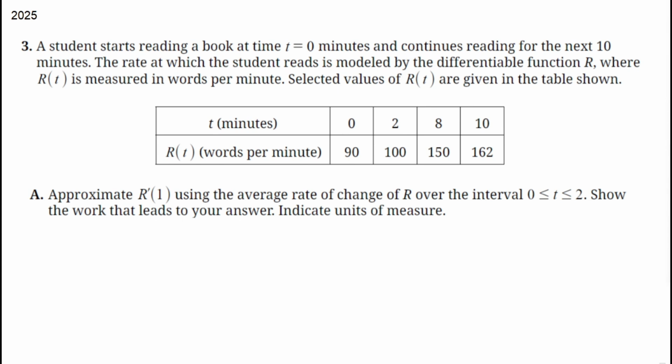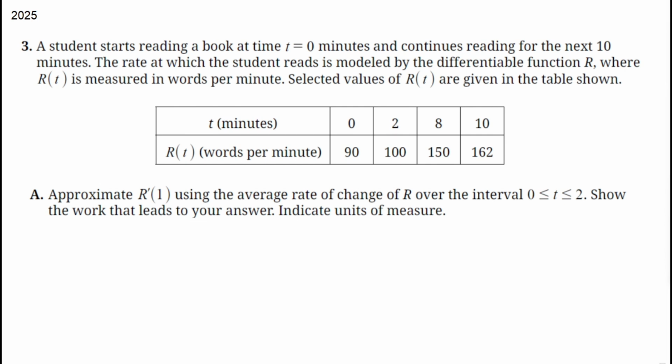All right, so this is question number 3 from the 2025 AP Calculus AB exam. It's what I consider a rate FRQ, where they give you some situation where they've given you a rate. In this one, we have a student who's reading a book starting at t equals 0 minutes and reads for 10 minutes. And it gives us a rate at which the student is reading in words per minute.